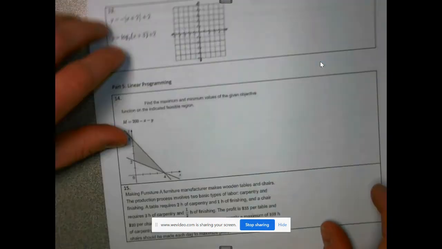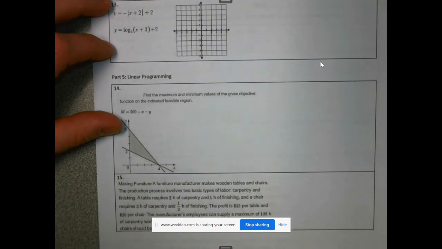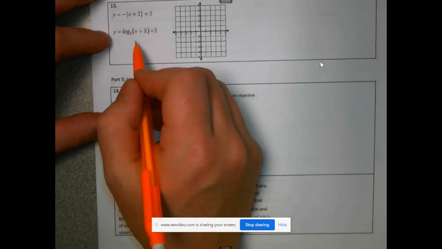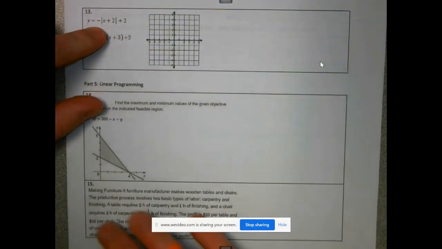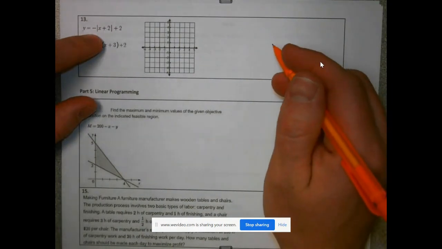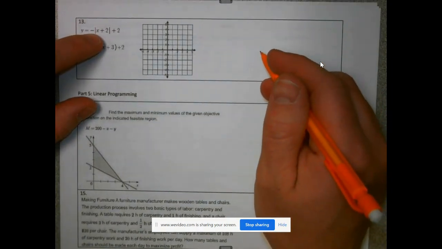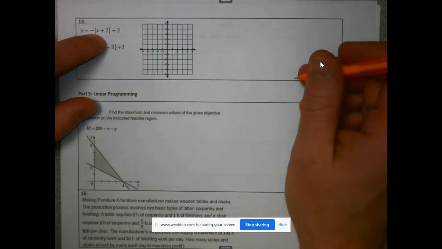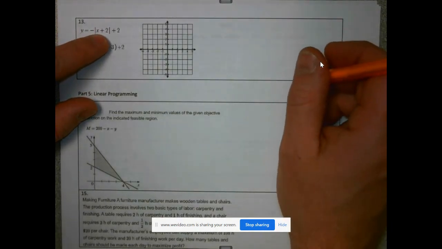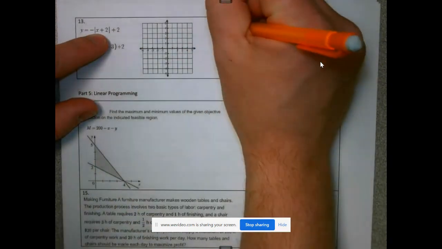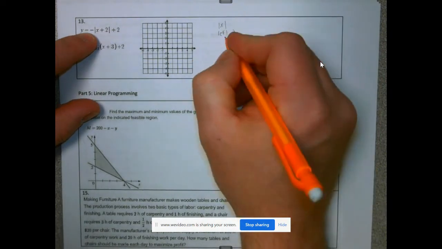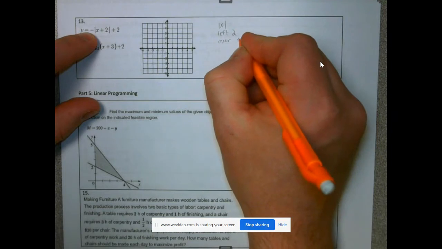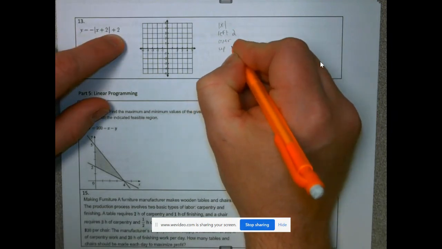Okay, number 13 is another nonlinear. And we actually have some harder graphs here with this nonlinear. And you can remember the transformations, or hopefully you remember some transformations. You could also use a table of values to graph. So if you don't know how to graph something, I encourage you to make a table for your work. Okay, so this is an absolute value. And this absolute value went left 2. It got flipped over the x-axis and went up 2.